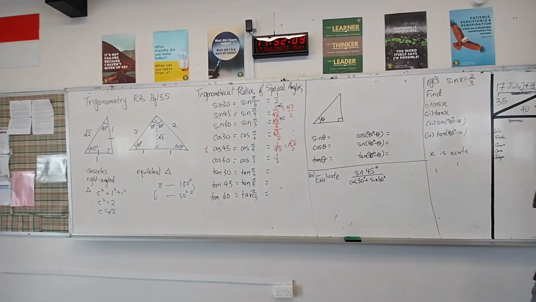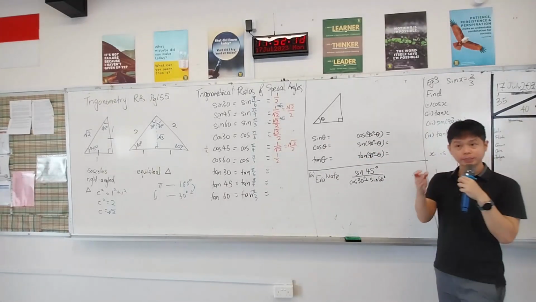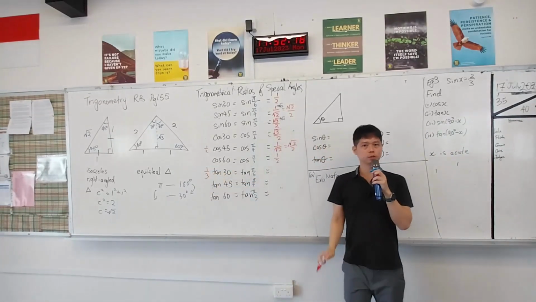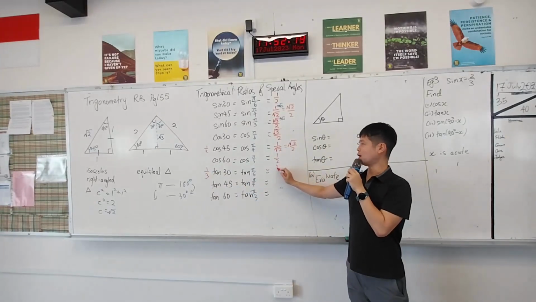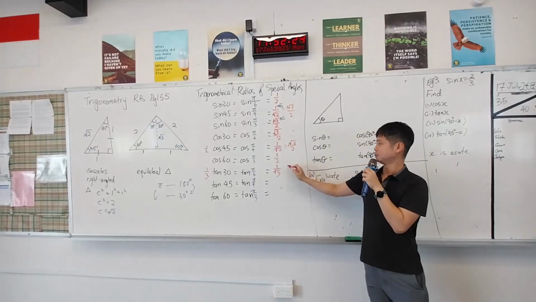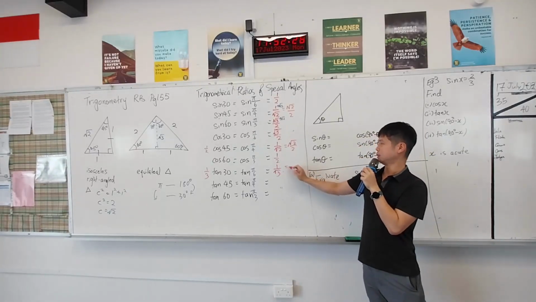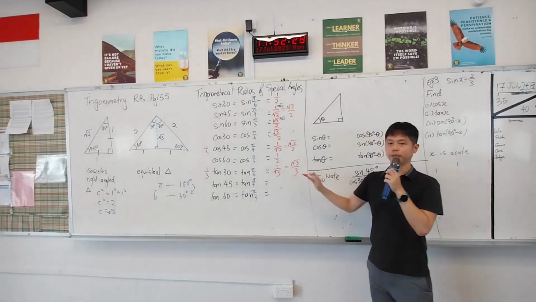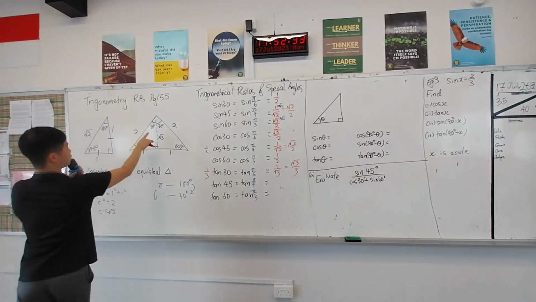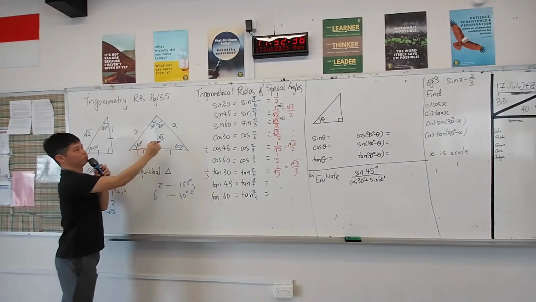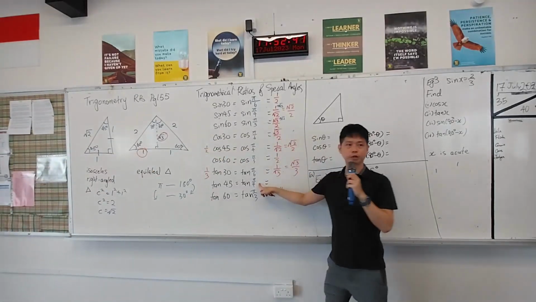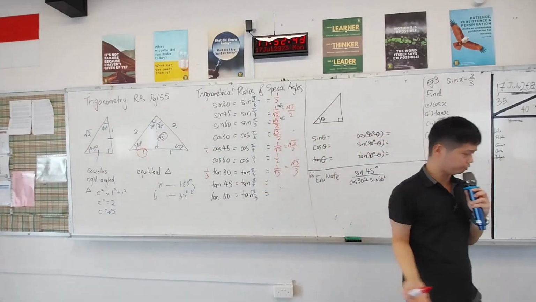Tangent 30 is an ugly number, right? Can you square it? When you square it, it's 1/3. Okay, so you got 1 over root 3. But again, this one also not acceptable. So times root 3 is root 3 over 3. Okay, if you don't believe me, look at tangent 30. Tangent 30 is here, right? Opposite over adjacent.